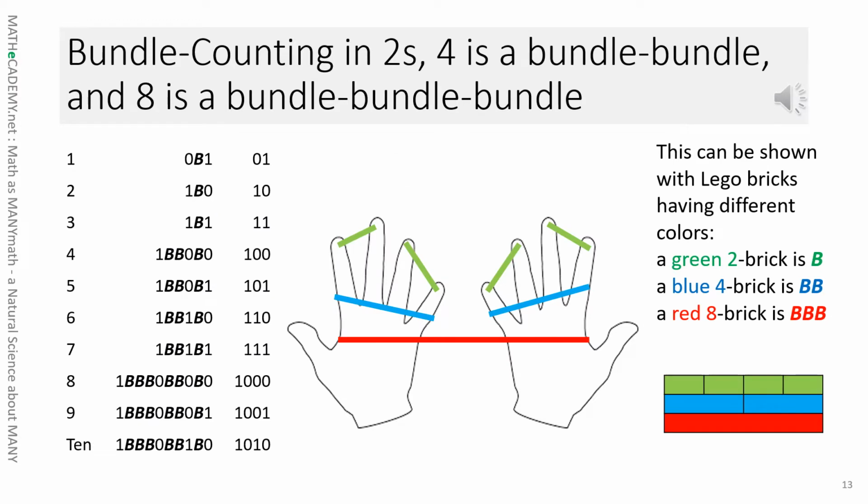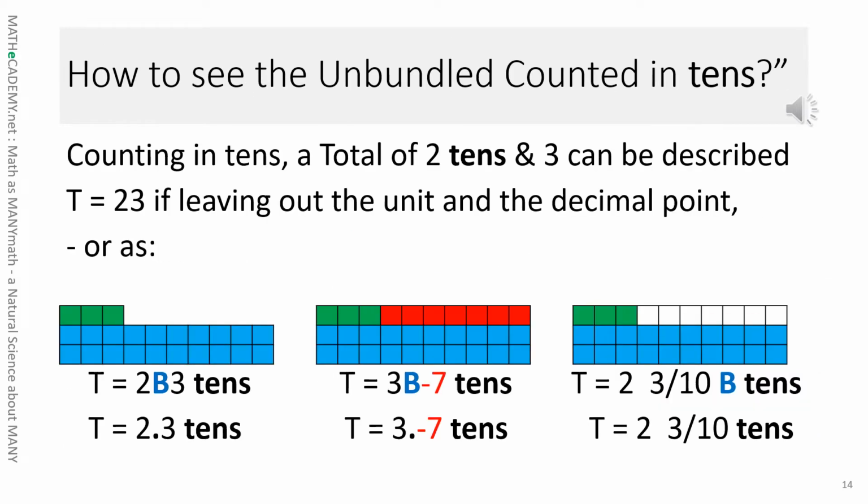Bundle counting in 2s, 4 is bundle, and 8 is bundle. This can be shown with fingers, or with bricks, having different colors. A green 2 brick, is B. A blue 4 brick, is BB. A red 8 brick, is BBB. How to see the unbundled, counted in tens.